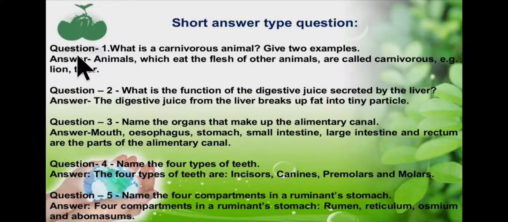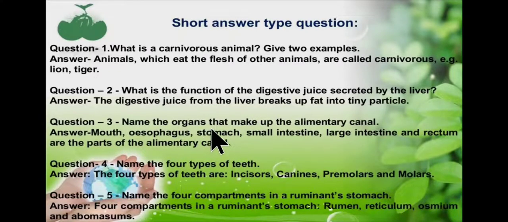Now here is a quick revision. What is a carnivorous animal? Animals which eat the flesh of other animals are called carnivorous animals. Example, lion and tiger. Next, what is the function of digestive juice secreted by the liver? The digestive juice from the liver breaks up fat into tiny particles. And what is the name of that juice? That is bile juice, that is stored in gallbladder.